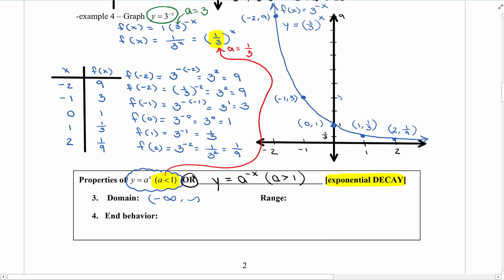So here for domain, our domain here is going to be the open interval from negative infinity to infinity. Our range is going to be the open interval from 0 to infinity. And as for end behavior, we're going to look at the limit as x approaches negative infinity of f of x. This is going to be equal to infinity.